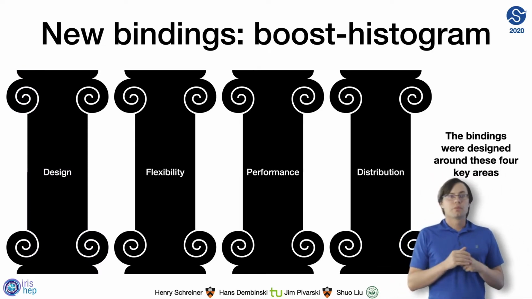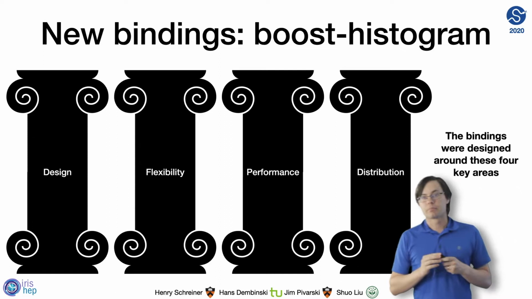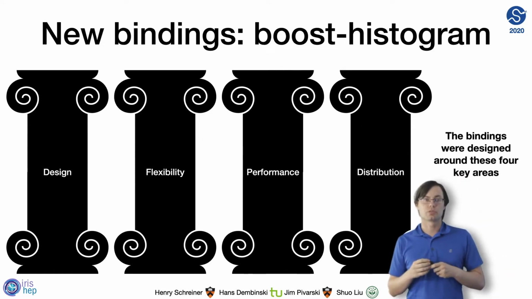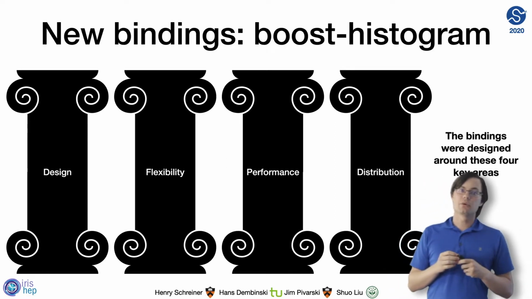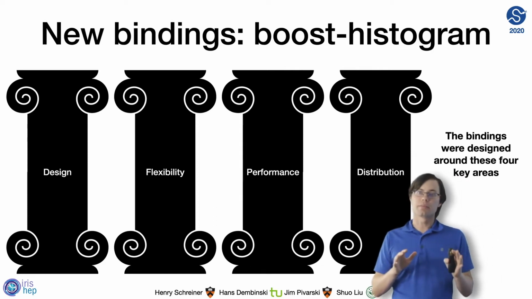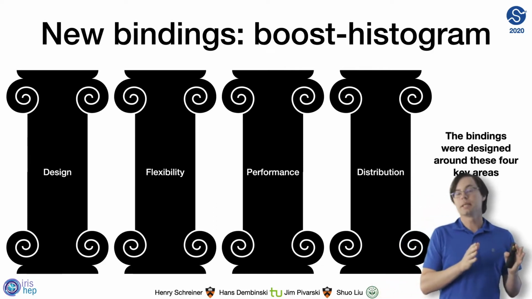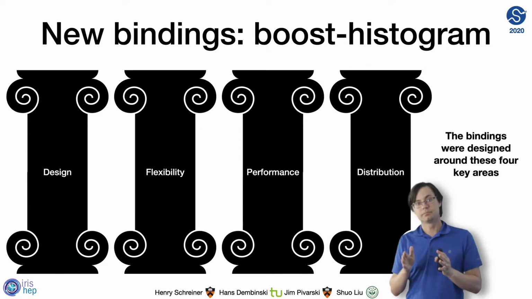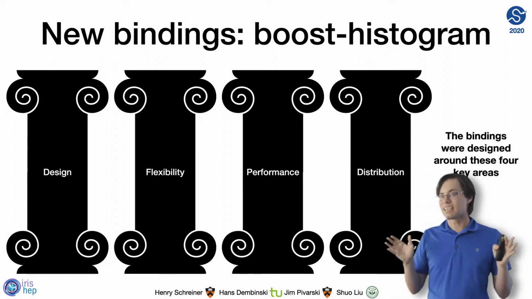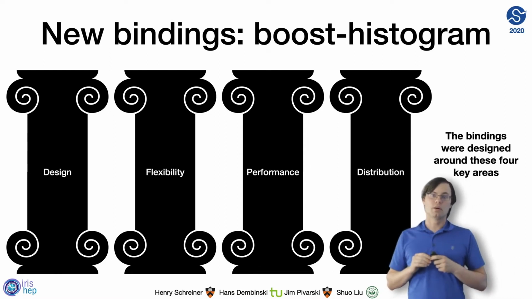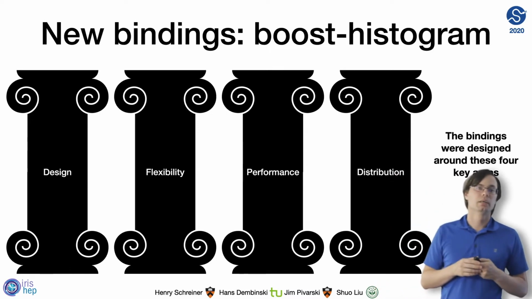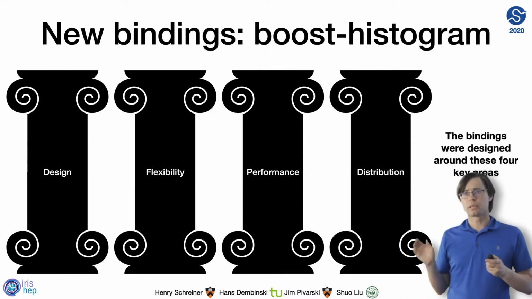So the new bindings for Boost-histogram were proposed roughly at the time it was being accepted into the Boost libraries. And they're focused on 4 specific pillars, things that we believed were not available in any other Python library. First, design, and then flexibility, and then performance, and finally distribution. We did not think any other library in Python could supply all 4 of these things. And hopefully you'll agree with me in a few minutes. Okay. So we'll be looking through each of these areas.